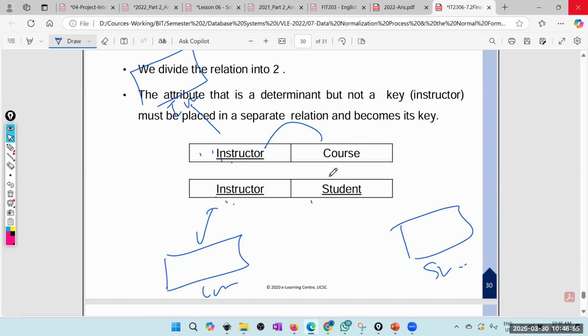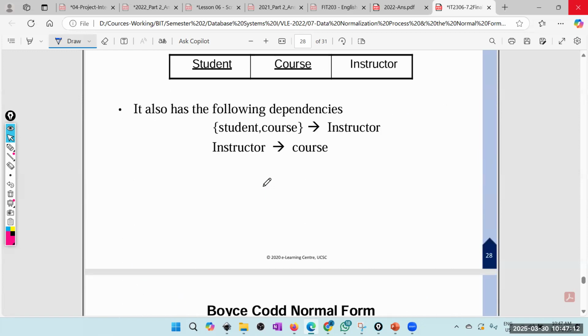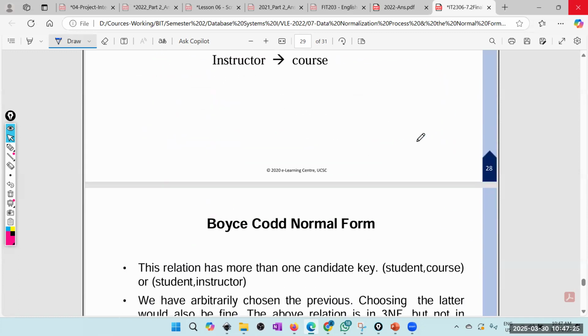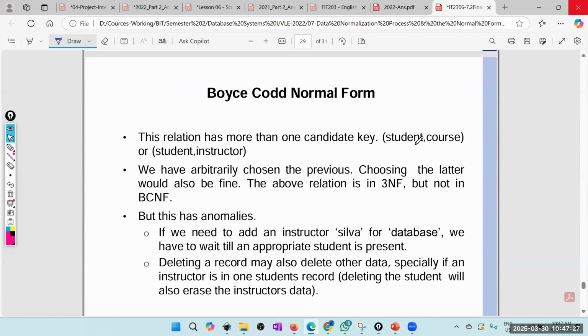Okay? Because without any context, we can't say exactly what is the exact solution. The exact solution depends on your context. That is why it's very difficult to understand what the solution is. But definitely there's an issue here, because if there's an instructor who is not assigned to any student or any course, then that details are missing. So that issue is there, but the solution depends on context.